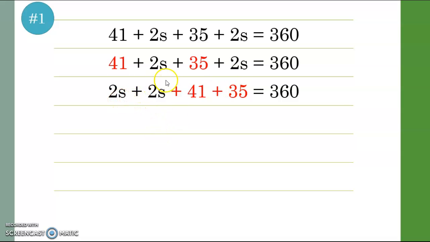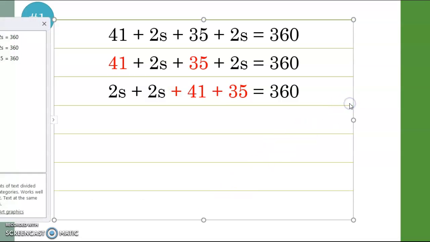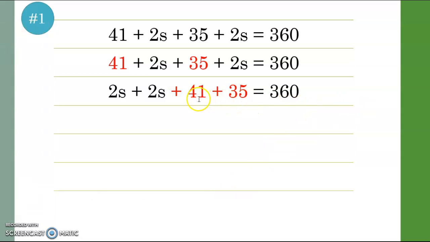I can write them in any order that I want. So I've moved the 2s's to the front. So I've got 2s plus 2s. And then I moved the numbers next, plus 41 plus 35 equals 360. So next thing we're going to do is start to simplify the left side of the equation.